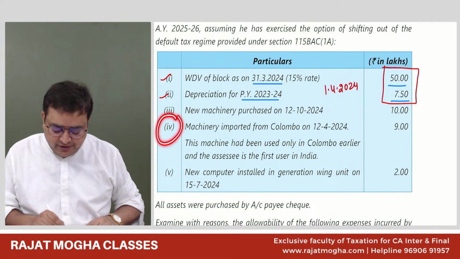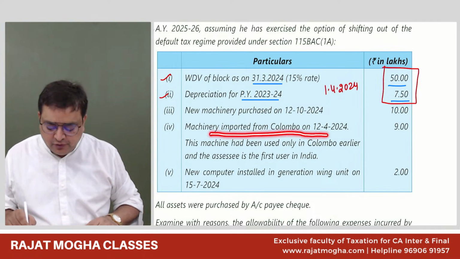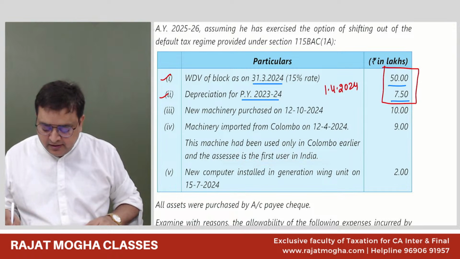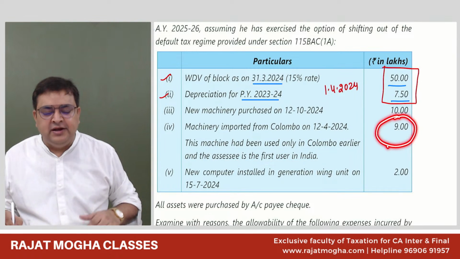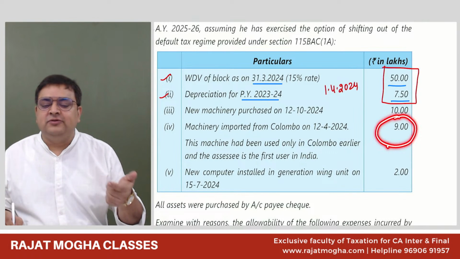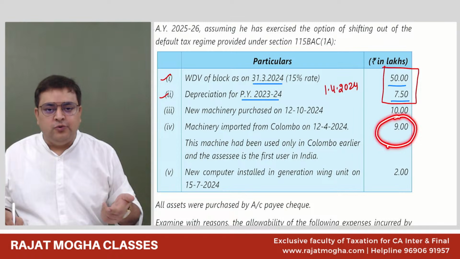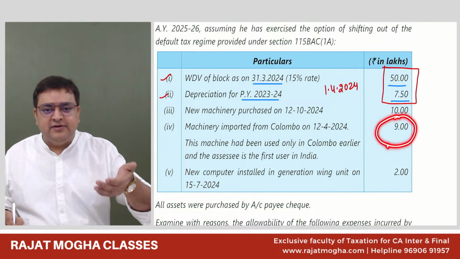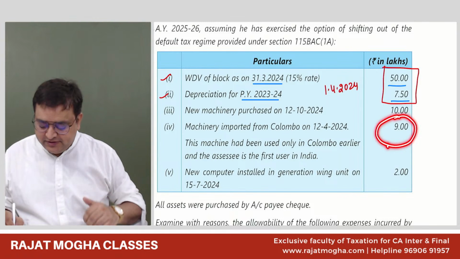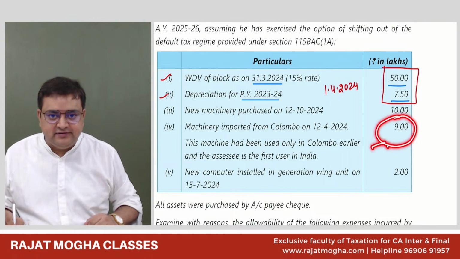Now, fourth point, machinery imported from Colombo on this date. This machine has been used only in Colombo earlier and the assessee is the first user in India. Okay, we'll claim depreciation obviously. Normal depreciation we will claim. Can we claim additional depreciation also on this machine? No, sir. It is a second-hand machine. Even if it is used first time in India, it does not matter. It is a second-hand machine. We will not be calculating the additional depreciation.